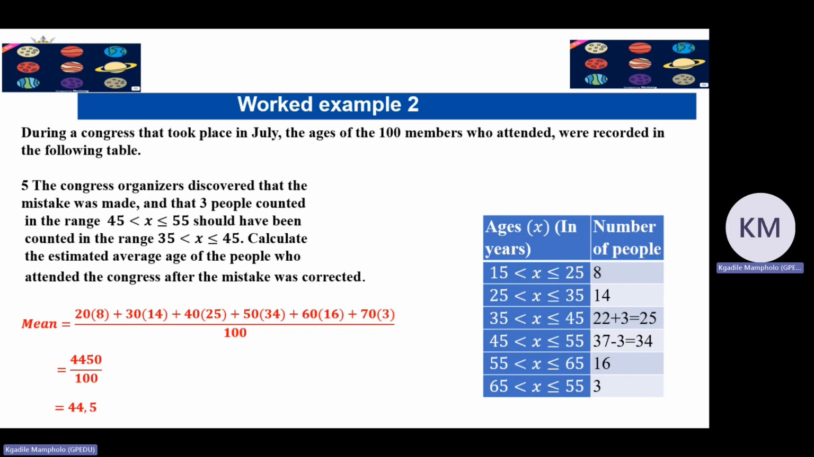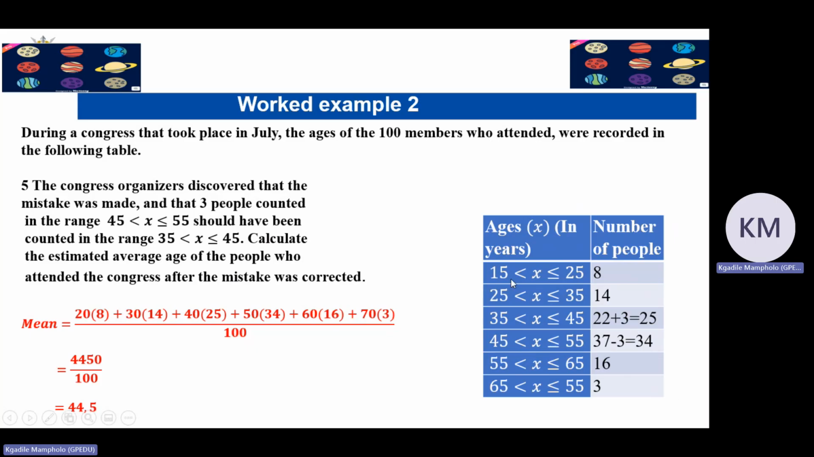But remember, even if you just calculate the mean as it is, remember the question says you calculate the estimated average. Average is the mean. Now, if you calculate without subtracting, you are still going to get the marks. But it was just a simple thing of saying we are supposed to put 3 participants in this group. You just subtract 3 from this age group and add it to that other age group.